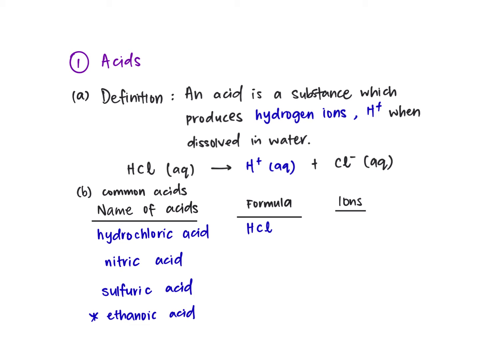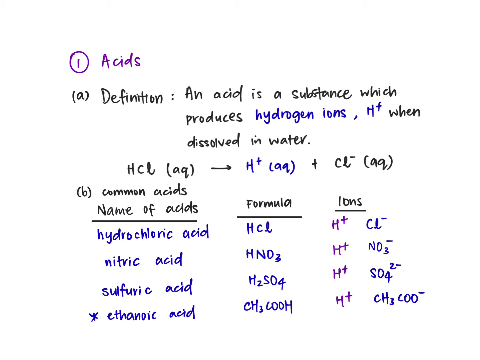So hydrochloric acid, as illustrated above, the ions is H+ and Cl-. Please memorize HNO3 for nitric acid. These are the ions H+ and nitrate ions. Sulfuric acid formula need to be memorized, H+ and SO4 2-. And ethanoic acid, CH3COOH. The H+ that comes out is the last hydrogen. The rest will form the negative ion, CH3COO-.